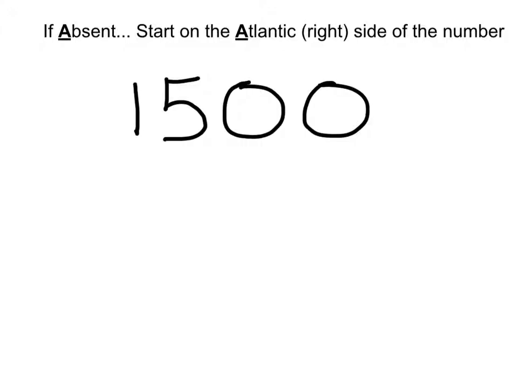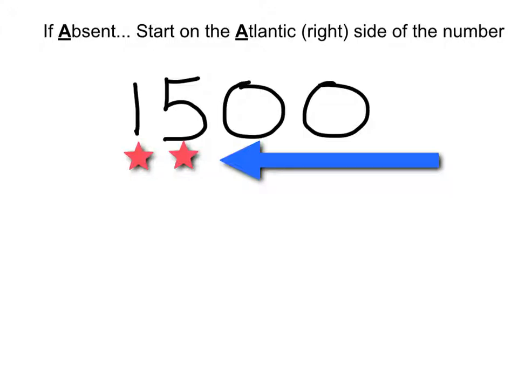If the decimal place is absent, we're going to start from the Atlantic side, or the right-hand side of the number. So we're going to move over until we see our first whole number, which is 5. That and every single thing after it is going to be significant. So our first whole number 5 is significant, and then that 1 is significant as well. In this example, there is also 2 sig figs.